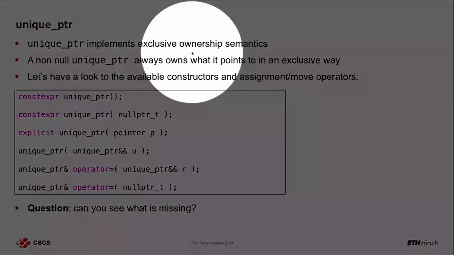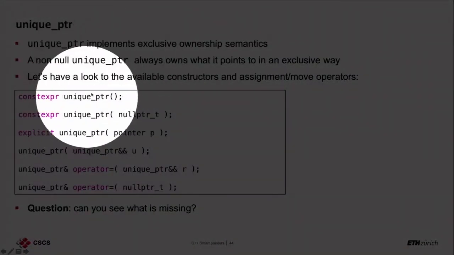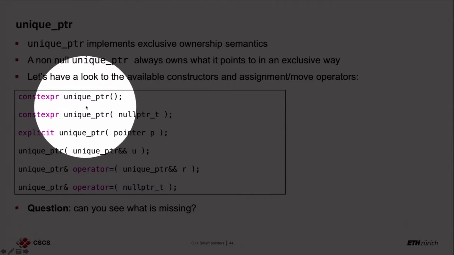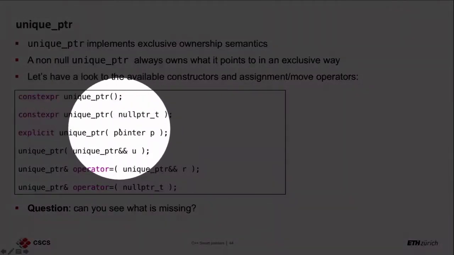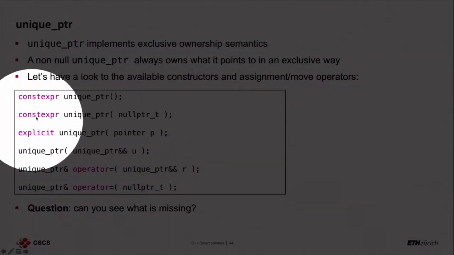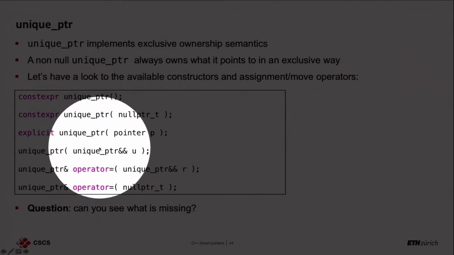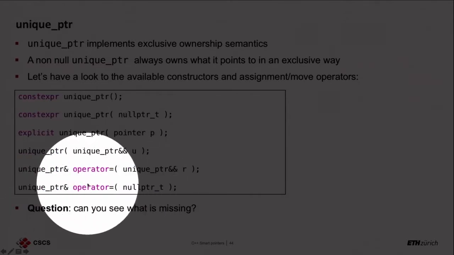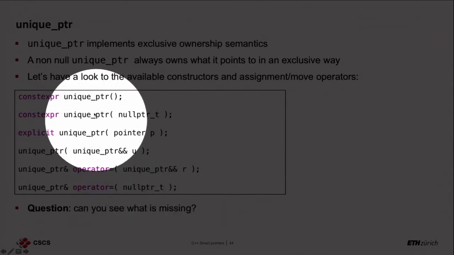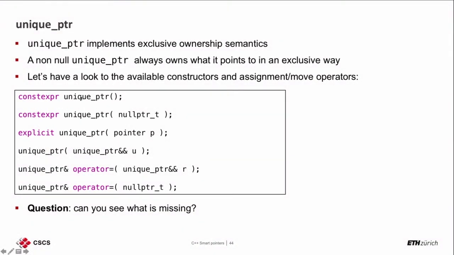So let's have a quick look at the interface of the possible ways you can create a new unique pointer. There is a default constructor, which corresponds to the second one, which is set to null pointer. You can create a unique pointer taking in input a raw pointer, which is the same as for the shared pointer. You have a move constructor. You have a move assignment operator, and again, you can assign it to null pointer. So this is a comprehensive list of ways you can create a unique pointer.